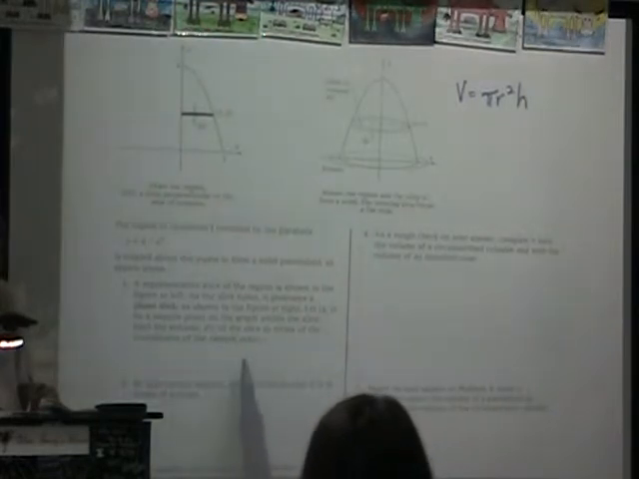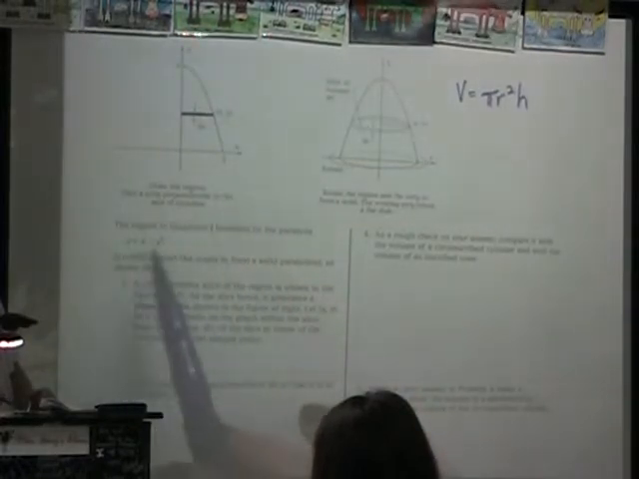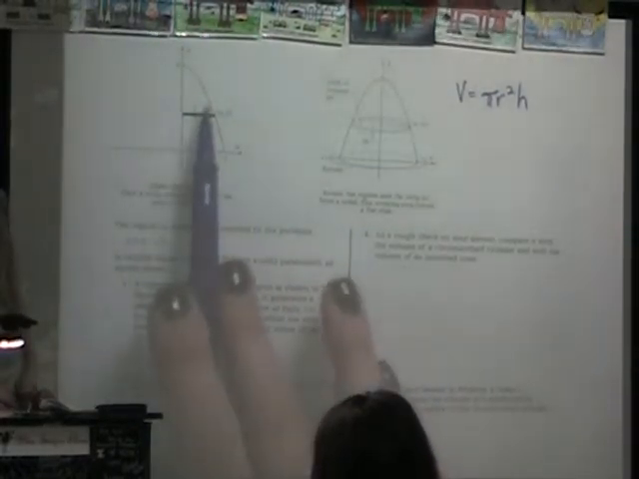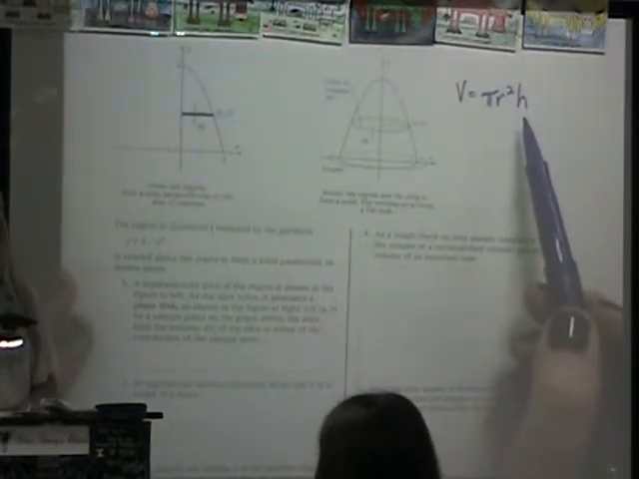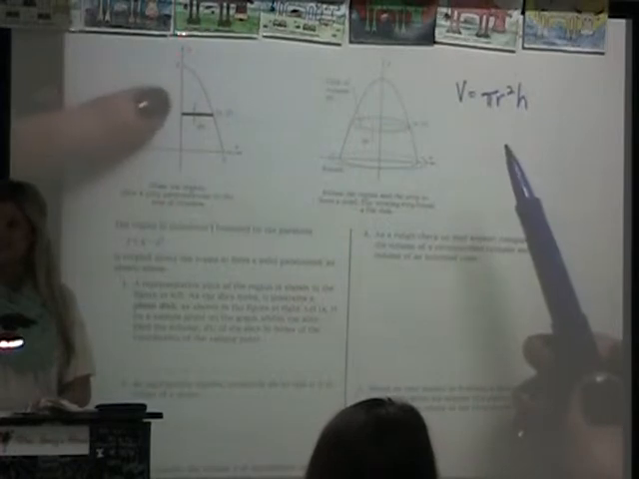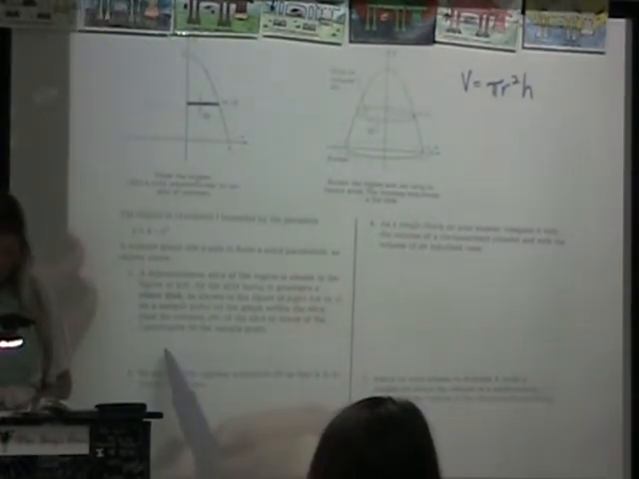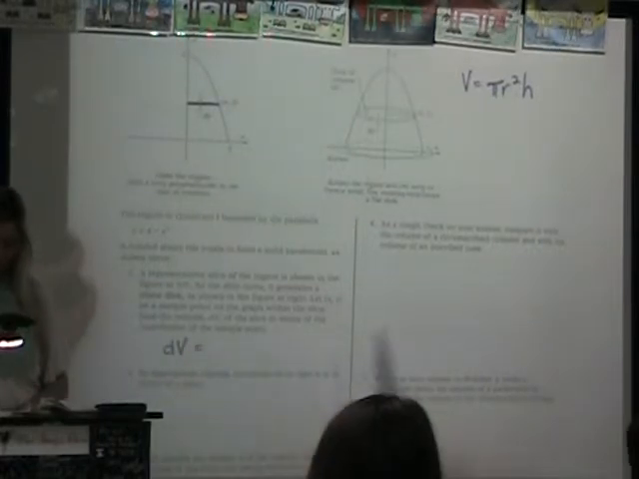It says find the volume, which we're calling dV, of the slice in terms of the coordinates of the sample point. The sample point is x, y. Don't forget that the equation is y equals 4 minus x squared for this particular function. So we're going to use this formula, V equals pi r squared h, and write a specific formula for this little disc they have created for us. We're going to call the volume of that one little disc dV, and we're going to use pi r squared h.